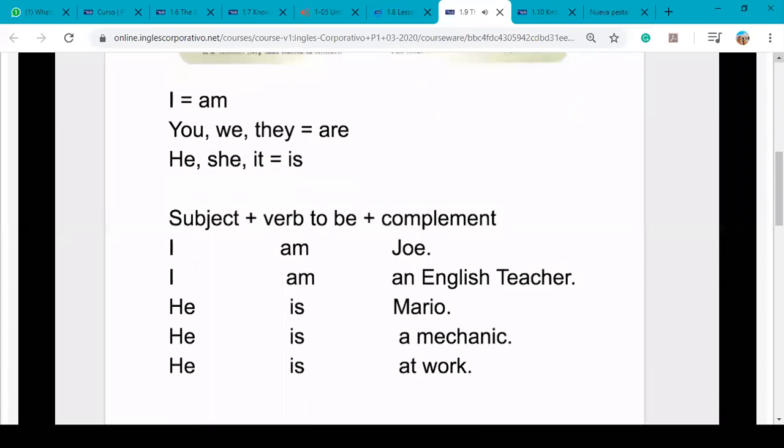Let me go ahead and give an example with the pronoun they. And they are my co-workers.